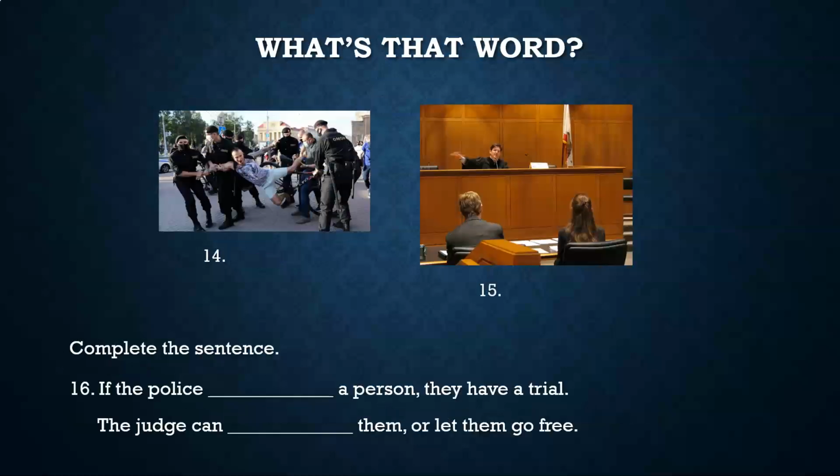Next example, pause the video here to write the answers to these questions. Ready to check? 14 is arrest, 15 convict. So for number 16, if the police arrest a person, they have a trial, and the judge can convict them or let them go free.